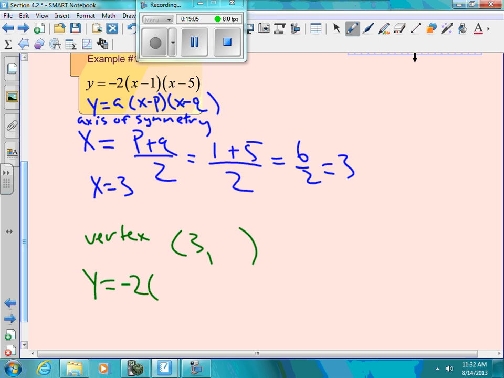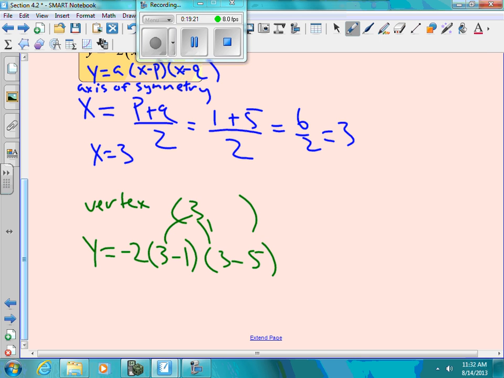But what we did is we took that 3 value and we plugged it in for x. That's what we're going to do today. Everywhere we see an x from the general equation, we're going to plug that 3 value in. And we can use order of operations, we can put it in a calculator. These are smaller numbers, so I'm just going to simplify it by hand here. 3 minus 1 is 2. 3 minus 5 is negative 2. Negative 2 times 2 is negative 4. Negative 4 times negative 2 is positive 8. So y equals positive 8. So our vertex is 3, 8.